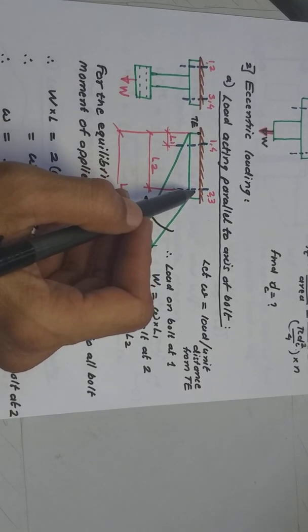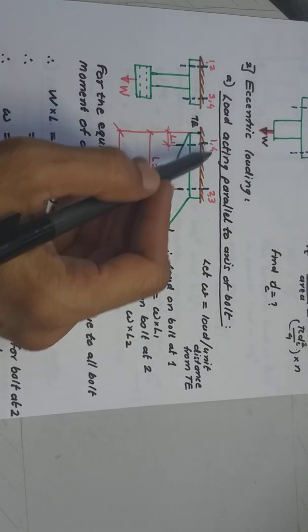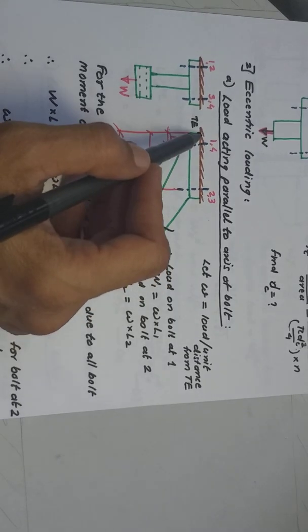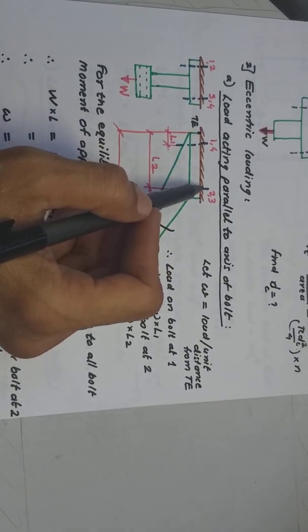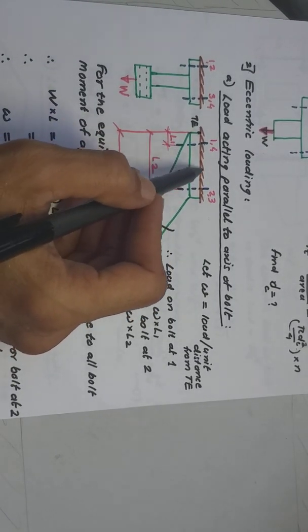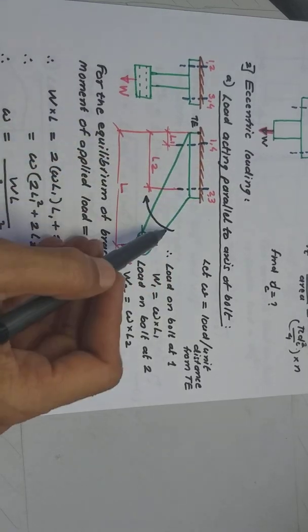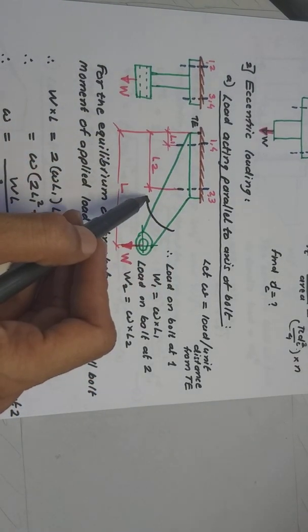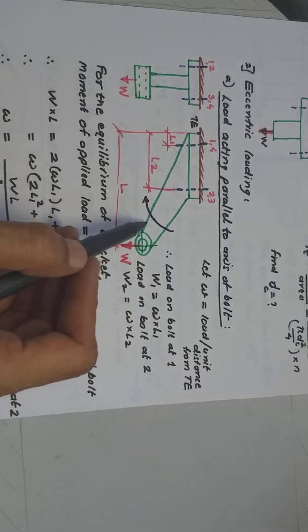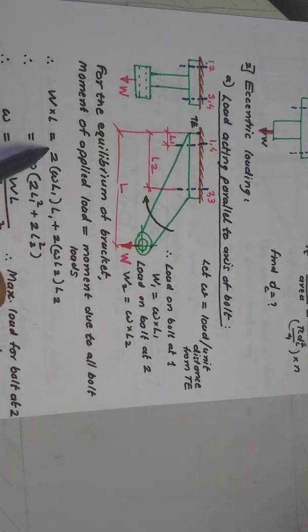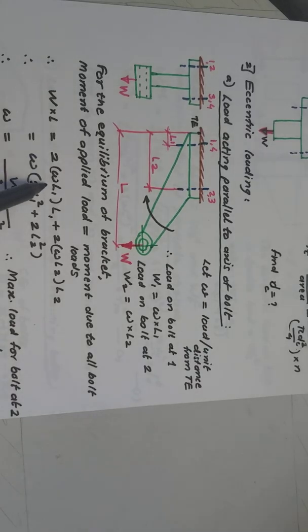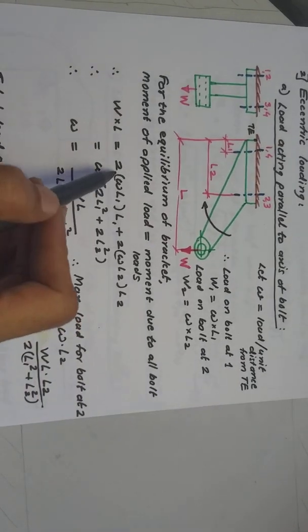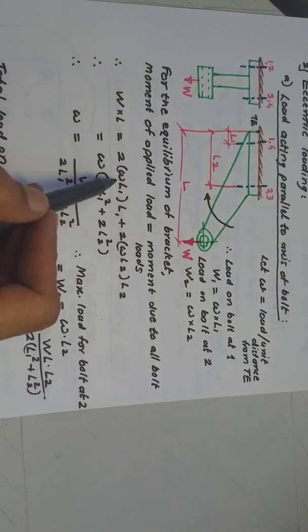They are holding means what? They are applying force in the upward direction, and the moment created by the forces of all the 4 bolts is going to be in the opposite direction. So that moment is balancing this applied moment, therefore the bracket is in equilibrium. Therefore we write W into L, that means the applied moment is equal to the moment exerted by the bolts. Now what is this figure? 2 times W into L1.